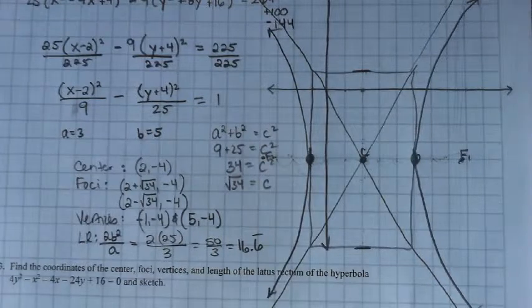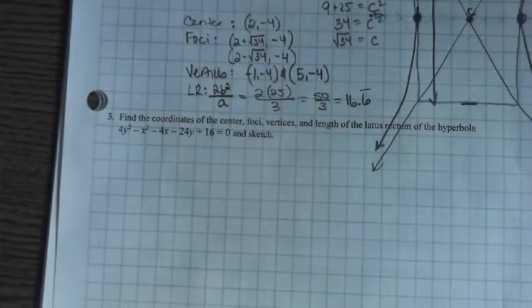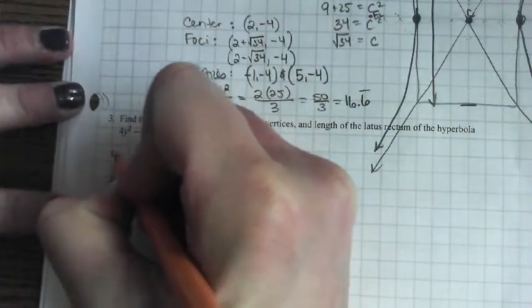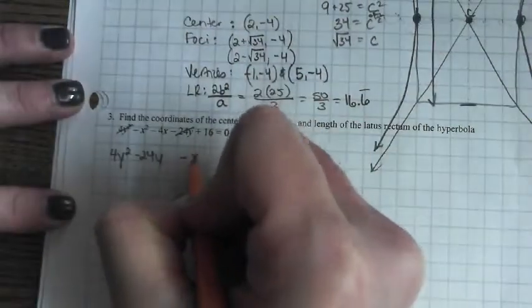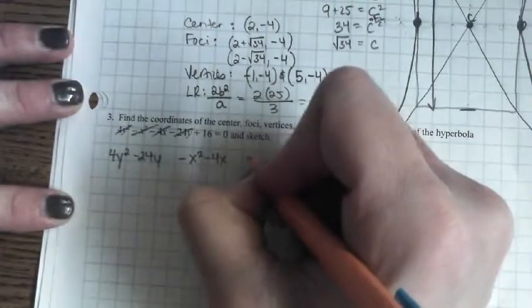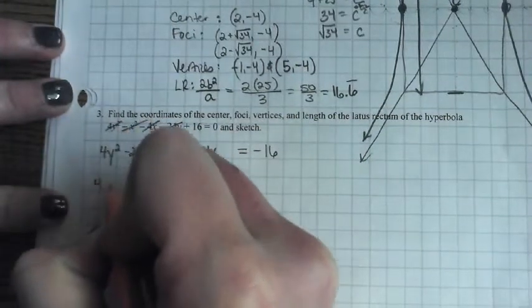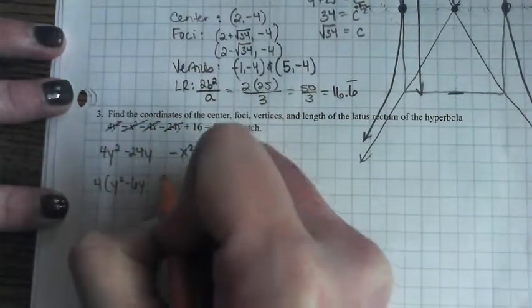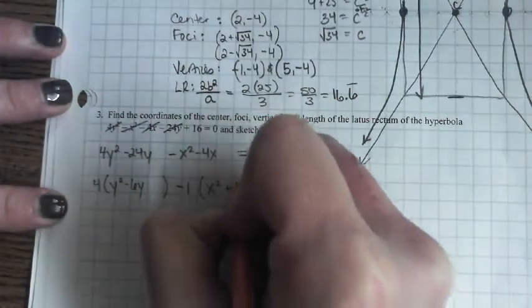So we'll do one more, and you can obviously rewatch this video as many times as you need to make sense of everything. So let's rearrange that. You notice here the y squared is positive, so I'm going to keep that first. 4y squared minus 24y will cover those two terms. Minus x squared minus 4x will cover those two terms, equals negative 16. If I take out a 4, I get y squared minus 6y. Here I'm going to take out a negative 1, and I have x squared plus 4x when I do that.